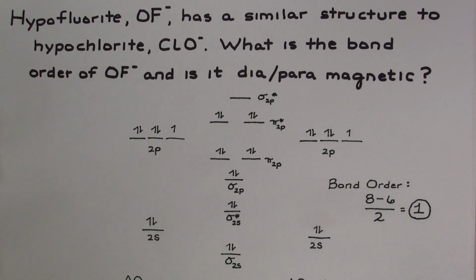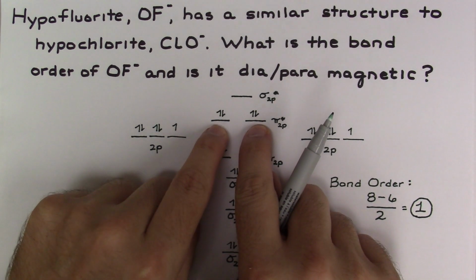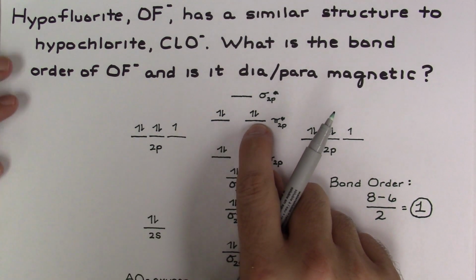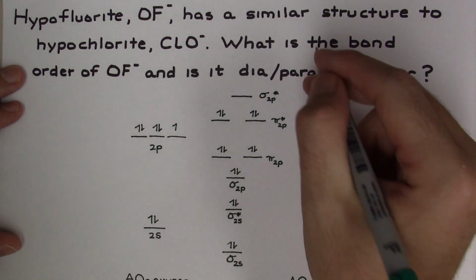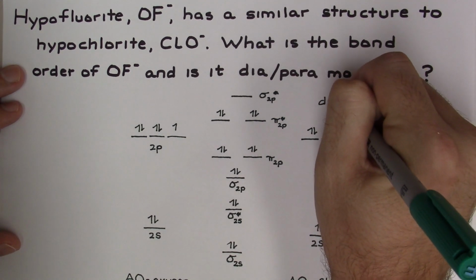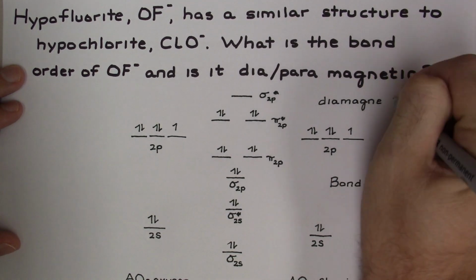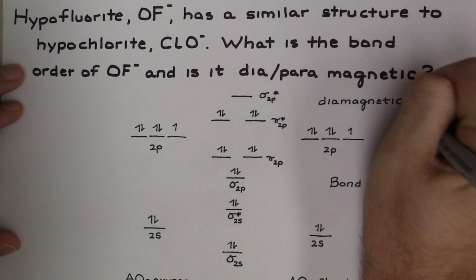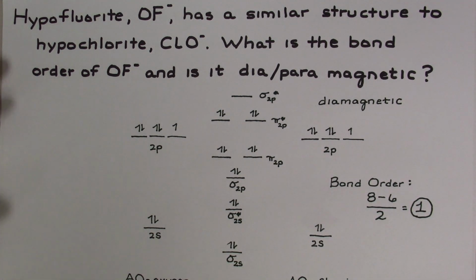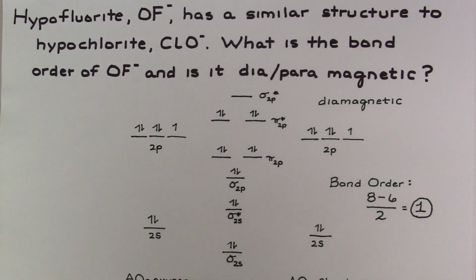So the next thing that we want to do is discuss the para or diamagnetic species. Notice that both of my frontier orbitals, the orbitals farthest away, are paired. This means that we will have a diamagnetic species. It is important to note that if I had any unpaired electrons, it would have been paramagnetic.